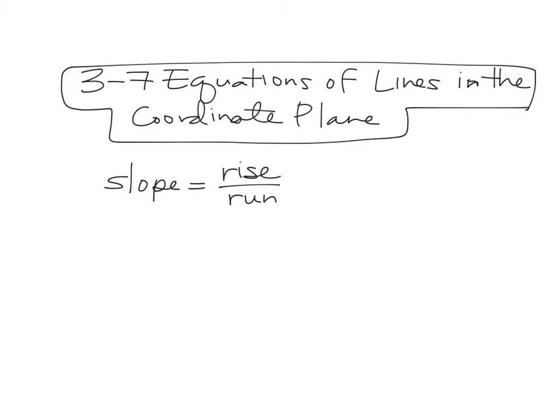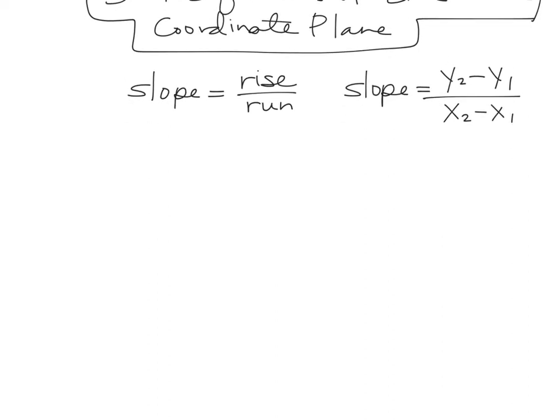The slope formula to figure out rise over run is this. Does this look familiar to you? y2 minus y1 over x2 minus x1. Do you remember that at all? So that's the slope formula, which is what we're going to use in this first example here.